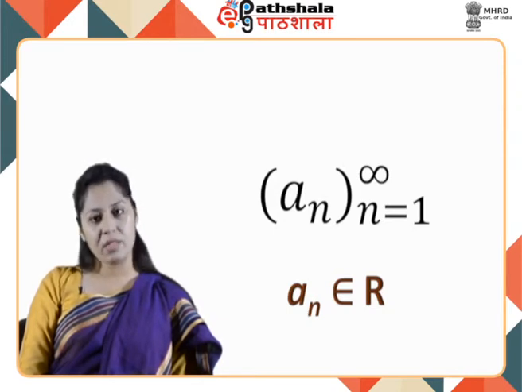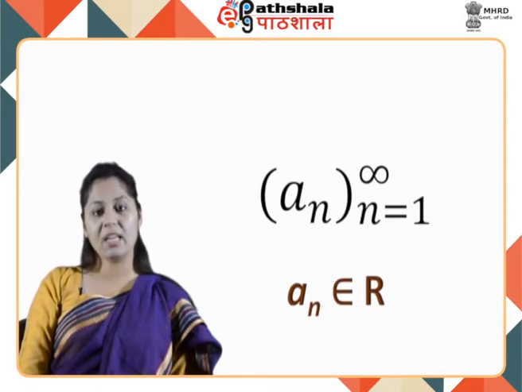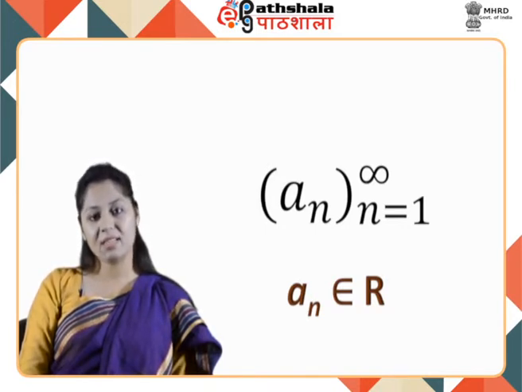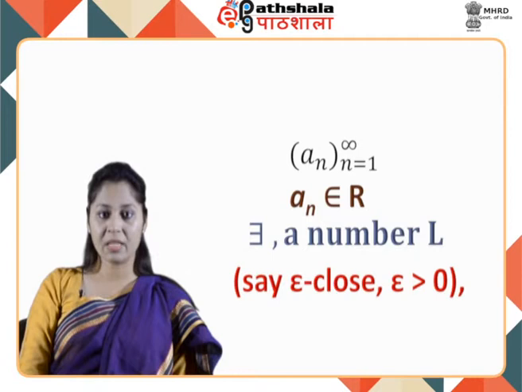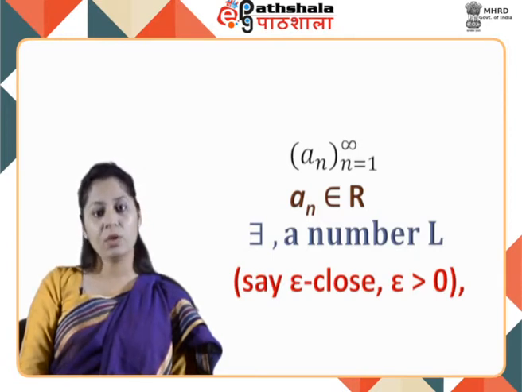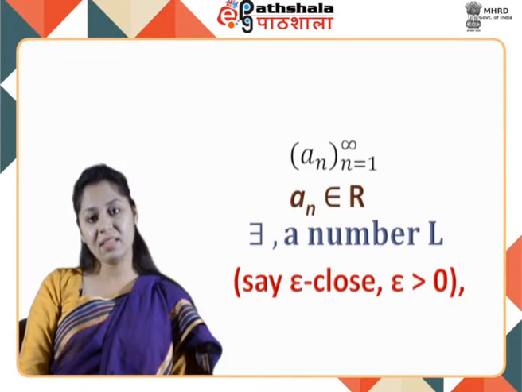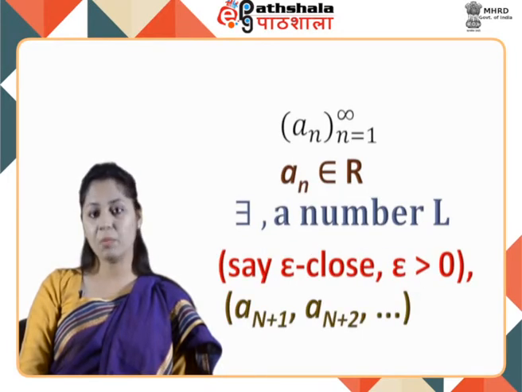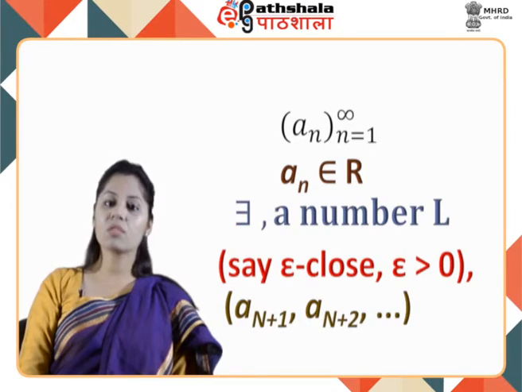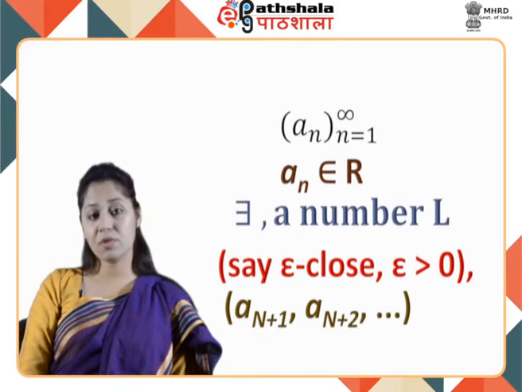Let a_n be a sequence. The sequence a_n is said to be converging if there exists a number capital L such that no matter how close we want a_n to be to L, say epsilon close where epsilon is greater than 0, we can find a natural number capital N such that all terms a_(N+1), a_(N+2) and so on are closer to capital L, within epsilon of capital L. This is often written more compactly using symbols.